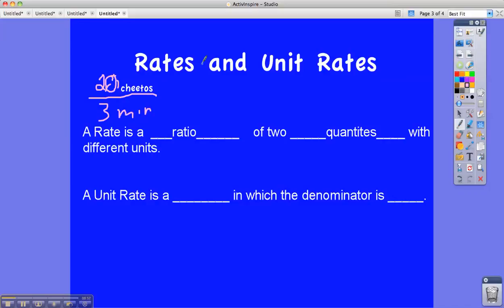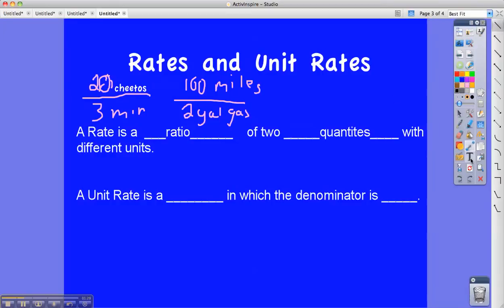Another ratio is that for every 100 miles I drive, it takes me 2 gallons of gas. So for every 100 miles I drive, I waste 2 gallons of gas. There are many ratios comparing things with different units.